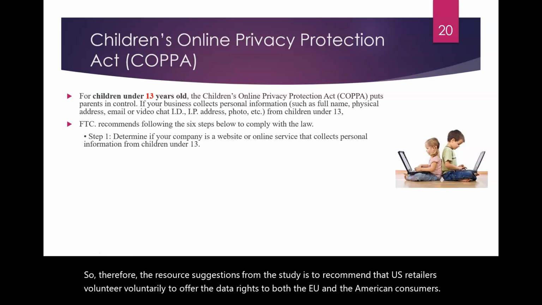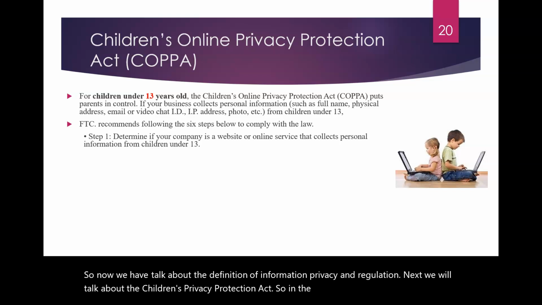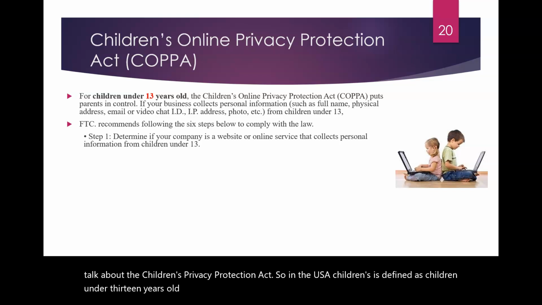So now we have talked about the definition of information, privacy, and regulation. Next, we will talk about the Children's Online Privacy Protection Act. So in the US, children are defined as children under 13 years old. So once you are over 13, you are on your own, okay?